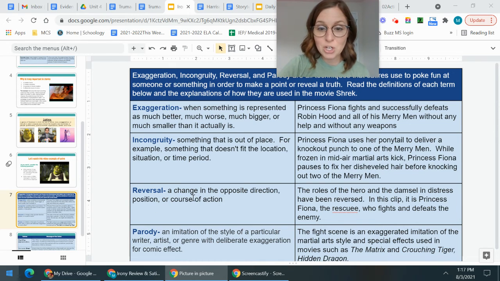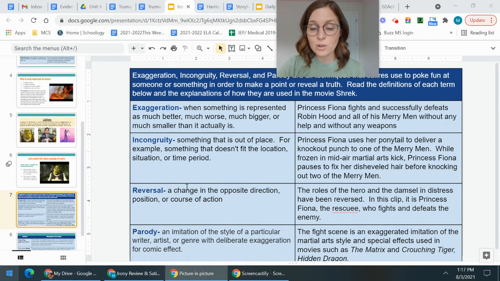Third, reversal, a change in the opposite direction, position, or course of action. I'm guessing a lot of you picked up on this one. So satire uses reversal. We would expect the damsel in distress to need help, right? But here, the roles of the hero and the damsel in distress have been reversed. In this clip, it's Princess Fiona, the rescuee, Shrek is supposedly rescuing her, who fights and defeats the enemy.